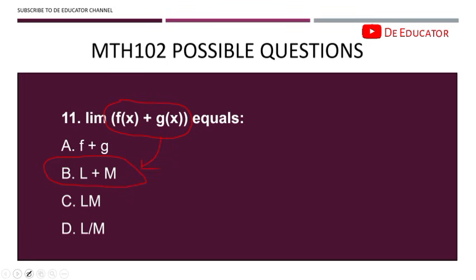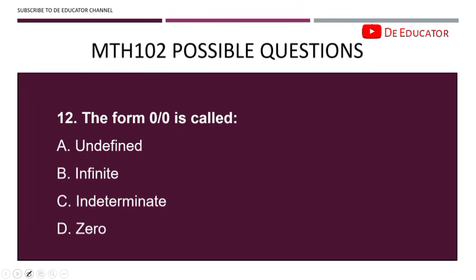Alright, let's move to the next question. Question 12. The form 0 over 0 is called... This is also a bonus question. When you see 0 over 0, is it undefined? No, it's not undefined. Is it infinite? It's not infinite. Is it 0? No, it is not 0. It is indeterminate, because 0 over 0 does not give a definite answer.